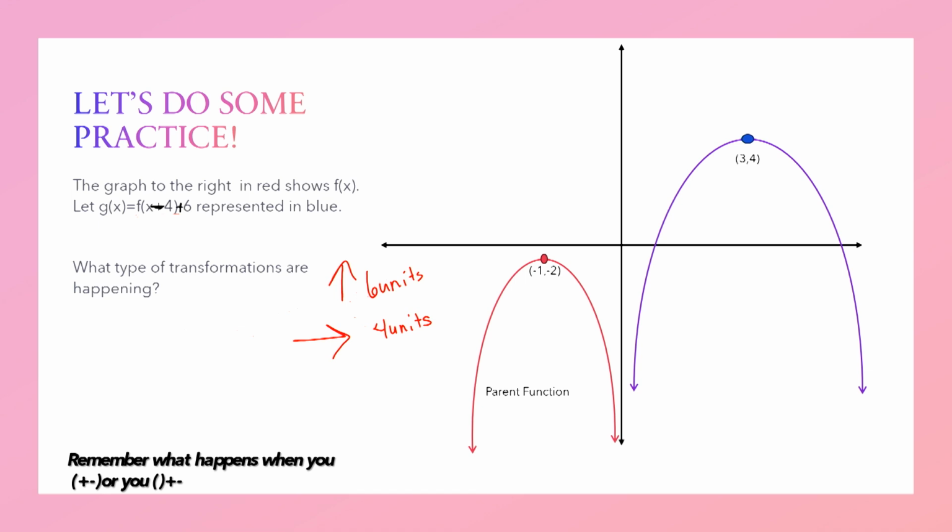So I need to tell that I have a vertical shift of 6 units up, and then I have a horizontal shift of 4 units to the right.